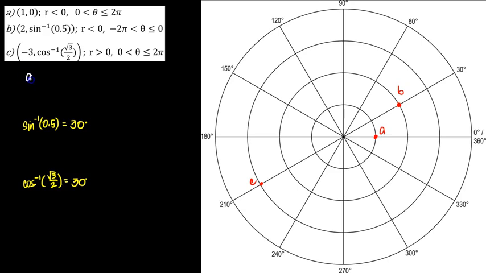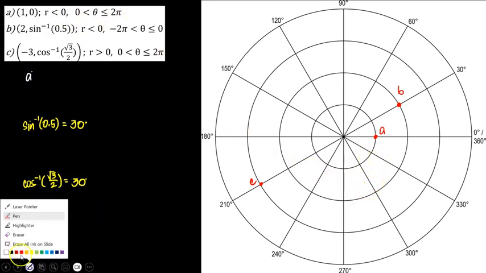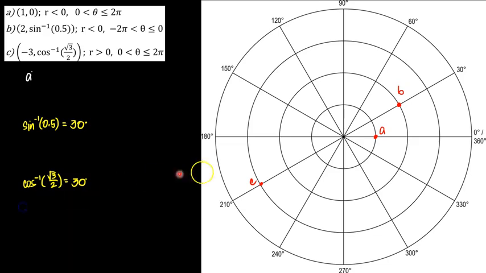Letter A, it says there, negative radius and positive angle. So for you to have negative radius, you have to go to the other side. So 180 degrees, positive angle, and then negative radius. So 180 degrees, but it should be negative 1. 180 degrees or pi units.